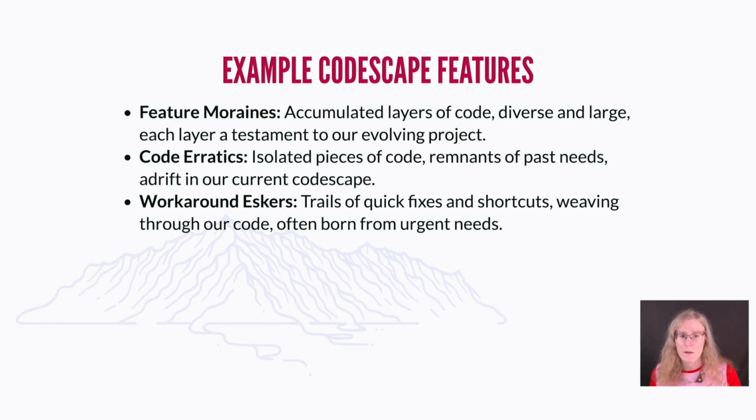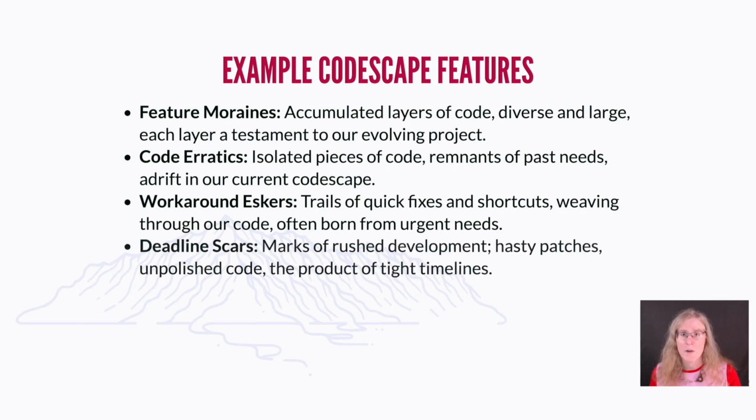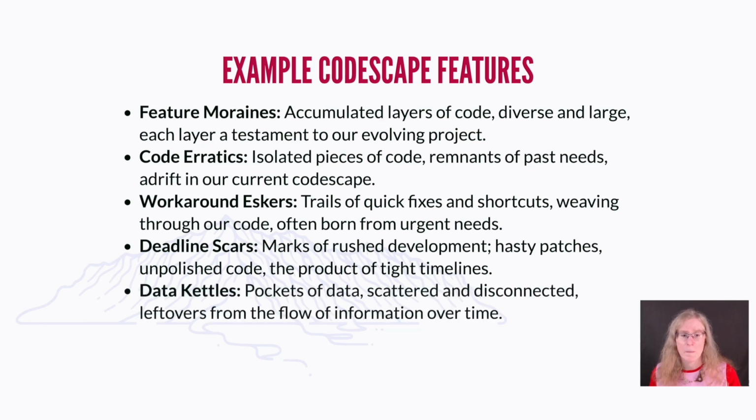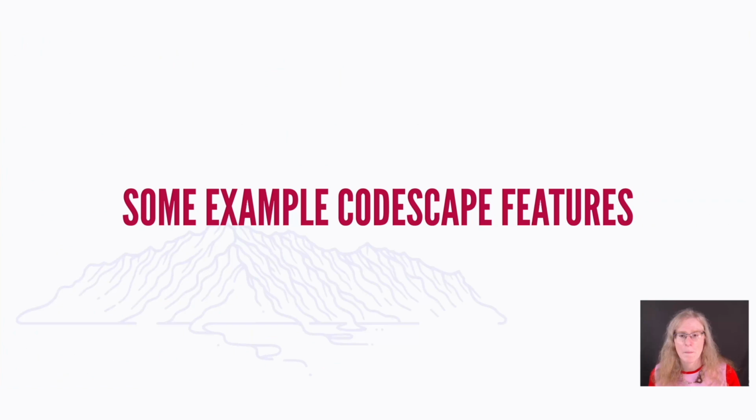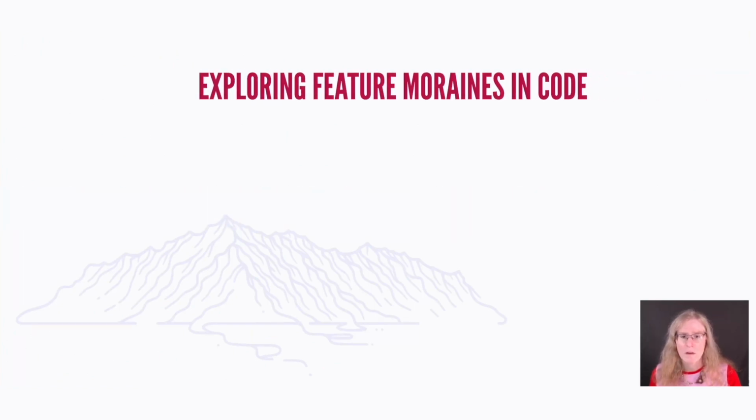We have workaround eskers. These are trails of quick fixes and shortcuts weaving through the code, often born from urgent needs. And deadline scars, gashes left behind during rushed development and hasty patches, unpolished code, and the product of tight timelines. And then we find data kettles. These are pockets of data, scattered and disconnected, leftovers of the flow of information over time. And code mountains. Well, these are deeply nested, complex code structures resembling the rugged terrain carved by glaciers, or looking like mountains. Let's have a look at some of these features.